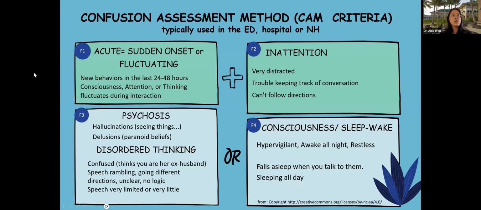This confusion assessment method, or the CAM criteria, is typically used when patients present to the emergency department, the hospital, or the nursing home, and there's a sudden change in condition. The nurses and the doctors do this confusion assessment method to determine whether or not this person has delirium.